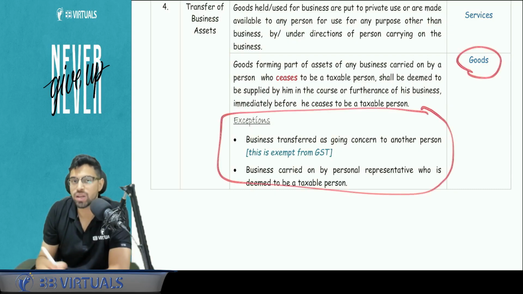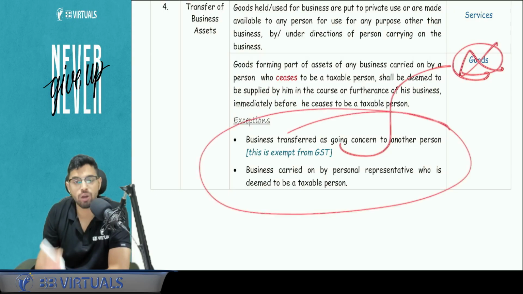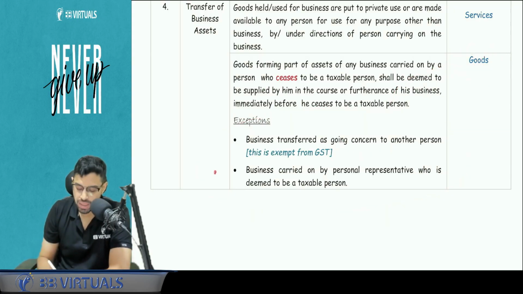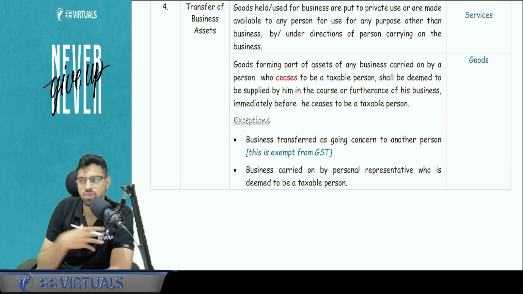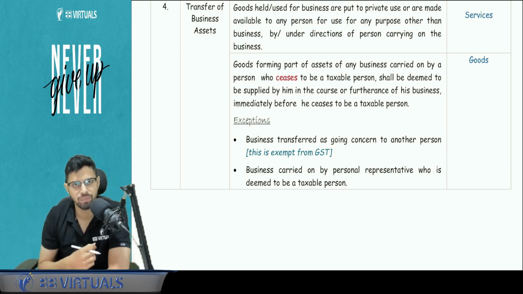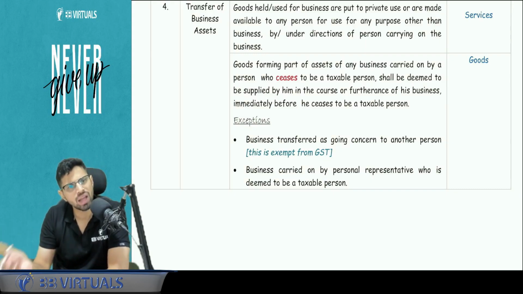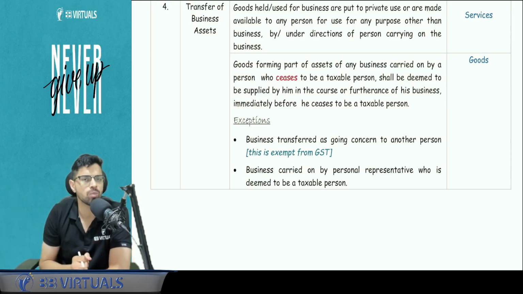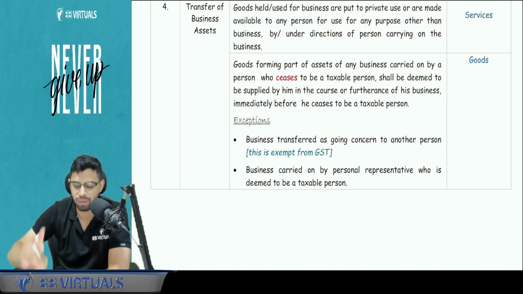Exceptions too. What is this exception? This exception is actually not for goods, but it is for exception of supply. If tomorrow, I am ceasing to be a taxable person, so I am going outside the scope of GST, but someone else is going to step in. My personal representative, my son will carry on the business. So he is going to carry on and then he will supply the goods in normal course of business. So today, when I am ceasing to be a taxable person, this is not a supply, hence not a supply of goods also.